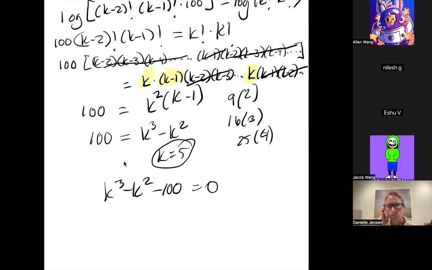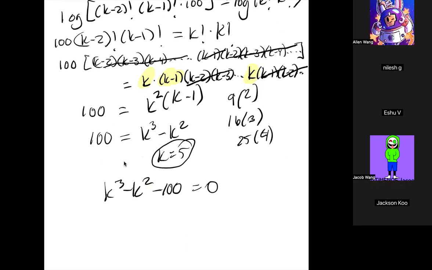Wait, but it's k to the third. So if u is k squared, how are you replacing? Oh wait, never mind. Yeah, my bad. That's the bummer of this. I too thought, oh, what if I can do a u? But the u does not work out nicely here.